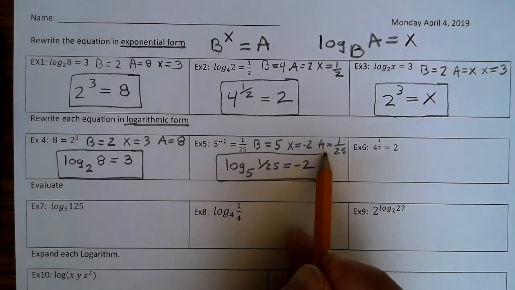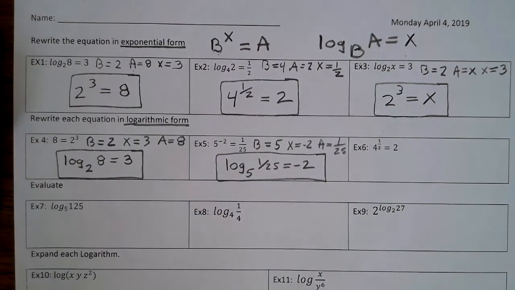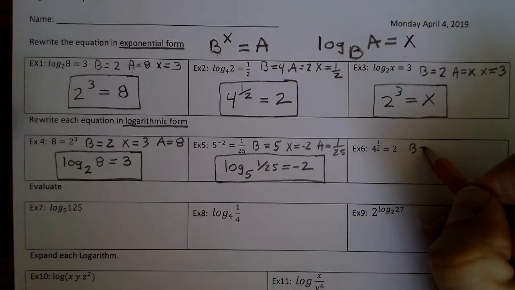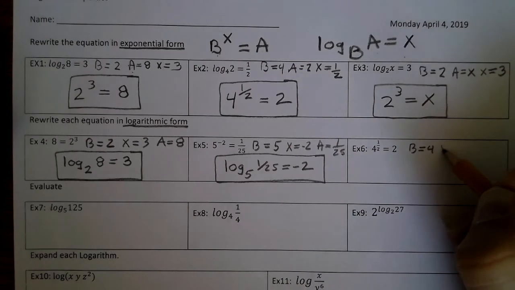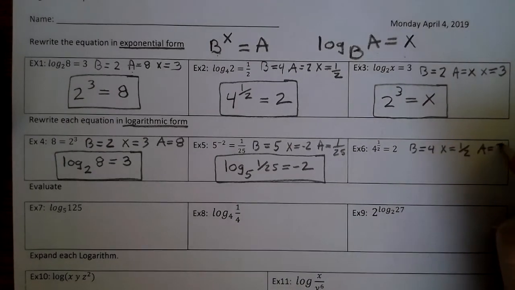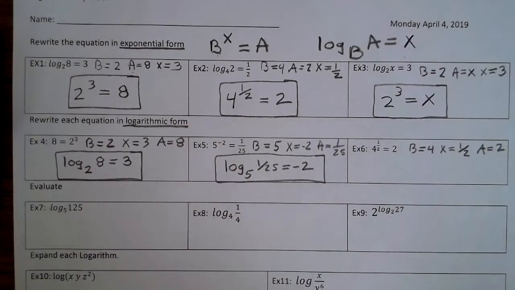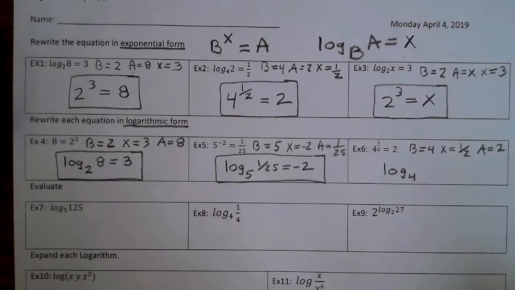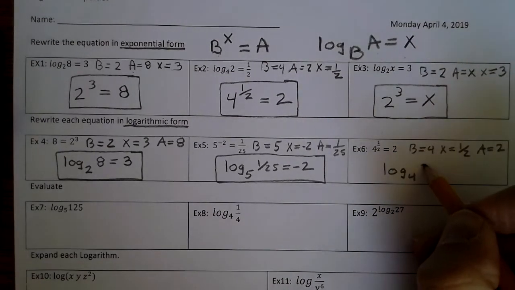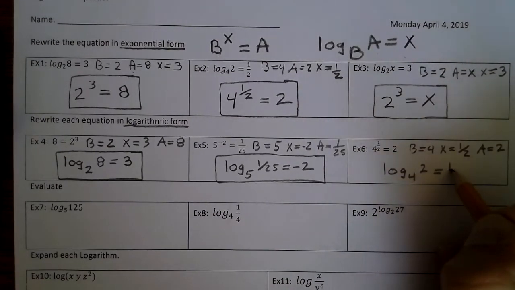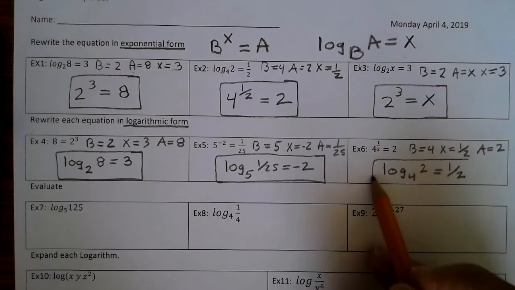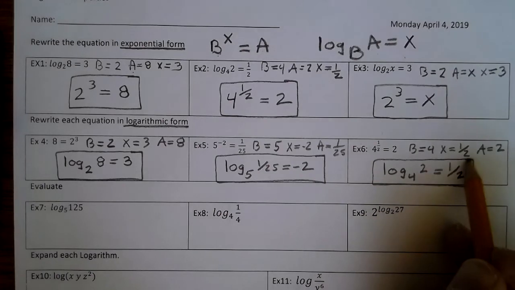Okay, now here B is 4, X is 1/2, A is 2. So log base 4 of 2 equals 1/2. Okay, go ahead and finish up example 4, 5, and 6.